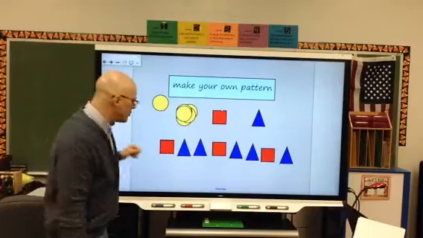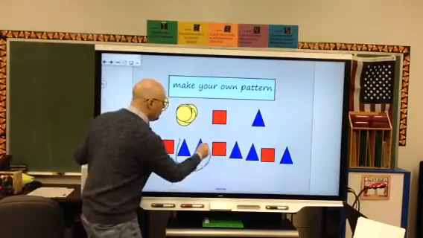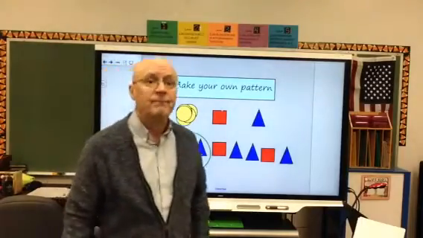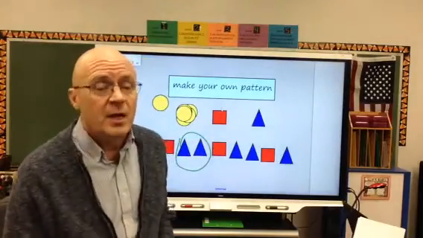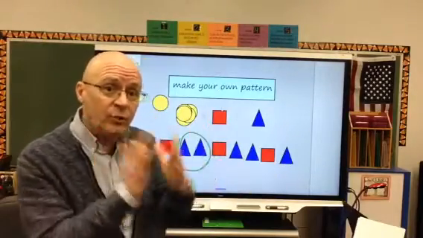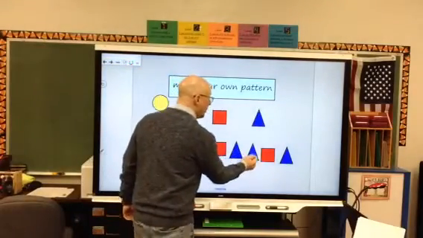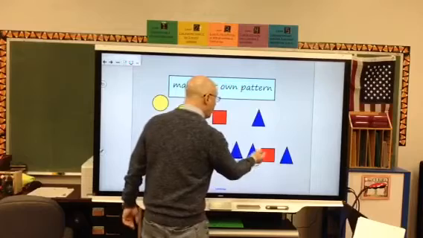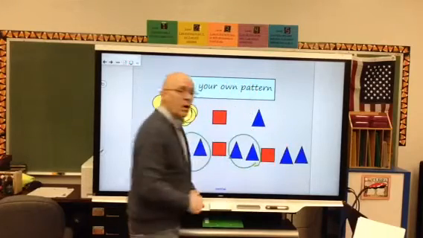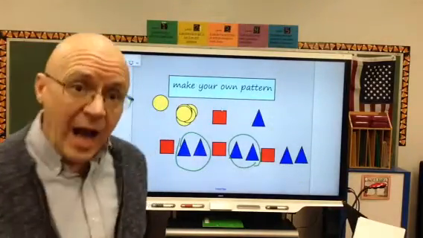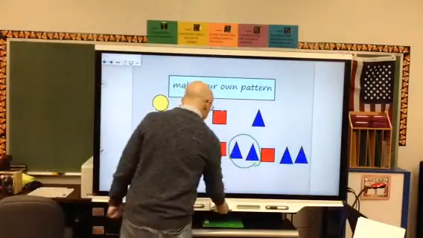Now, patterns like this are tricky, and I'm going to show you why. Sometimes we get two things in a row. We've got to make sure that every time that triangle comes up, there's two of them, because they come in pairs. Square, triangle, triangle. Square, triangle, triangle. Every other time there's a triangle, there's two triangles. So I've got to make sure when I finish out my pattern that I've got two triangles, right?